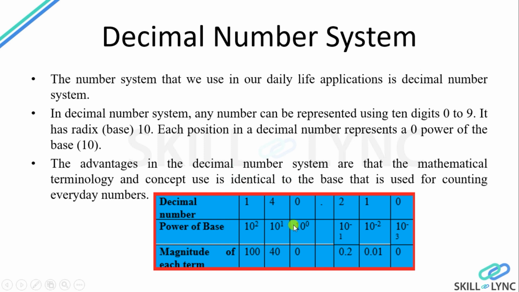Here also the same fundamental will be applied. For example, the number is 140.210. Here it will be 10 to power n. If you remember, in the binary number system we did the same thing, 2 to power n. In the octal number system we did the same thing, 8 to power n. Now because it is a decimal number system, it will be 10 to power n, where n is the position. Starting from the decimal point, going left, this is the 0 position, then first, second, third, fourth, fifth, and so on. Similarly, after the decimal point it will be -1, -2, -3, -4, and so on. This is the decimal number system.